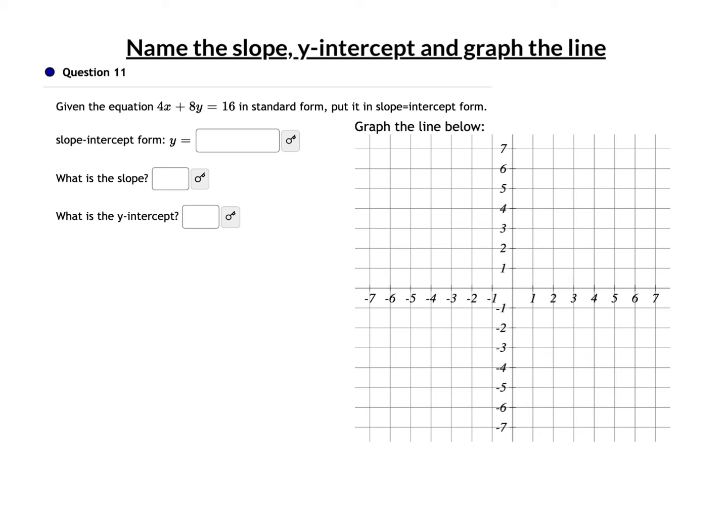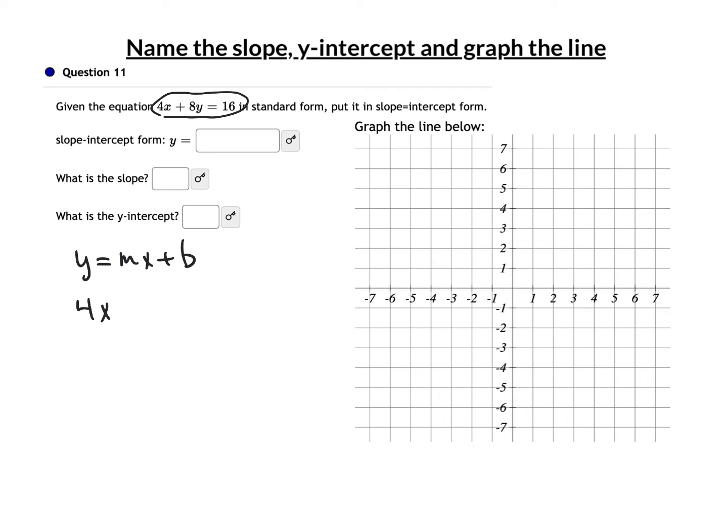Question 11. The problem with question 11 is it's not in the right form. Y is not by itself. This is called standard form, when the x's and y's are on one side and the numbers on the other. With standard form, you can graph with intercepts, but that's not what we're doing here. We're trying to put it in slope-intercept form. We want y equal mx plus b.